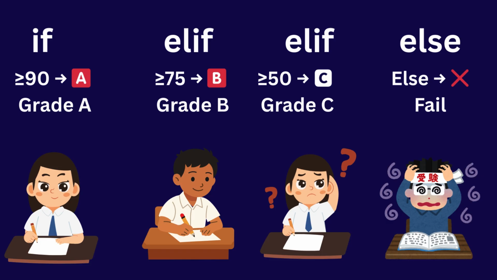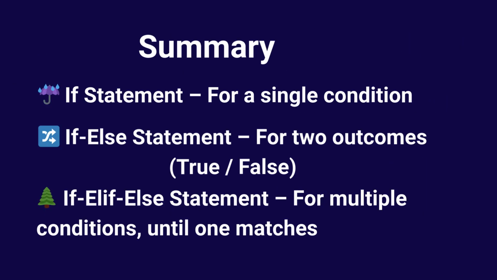If your marks are greater than or equal to 90, you get a grade A. Else if marks are greater than or equal to 75, you get grade B. Else if marks are greater than or equal to 50, you get grade C. Or else you fail. This shows how programs, just like us, can handle multiple possibilities gracefully.